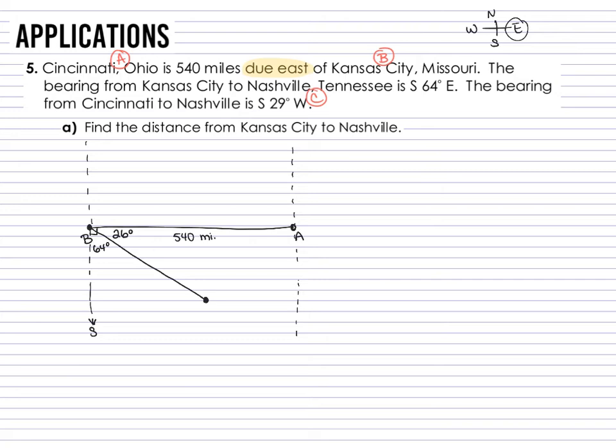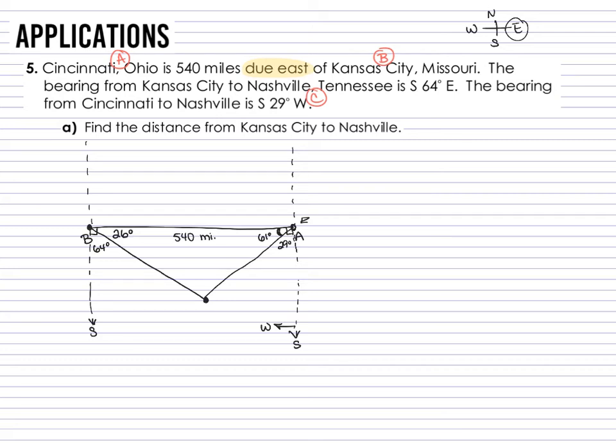The bearing from Cincinnati, which is over here, my A point, to Nashville is south 29 degrees west. So again, I'm coming down south, and then I'm going to the west, which is to the left, 29 degrees. So from my vertical line to the angle, this is 29 degrees. But again, it's not in my triangle. It doesn't necessarily help me. So what I have to do is figure out, well, what's my interior angle? What I've created here is a right triangle. So I know when I add those together, I get 90. So inside has to be 61 degrees.